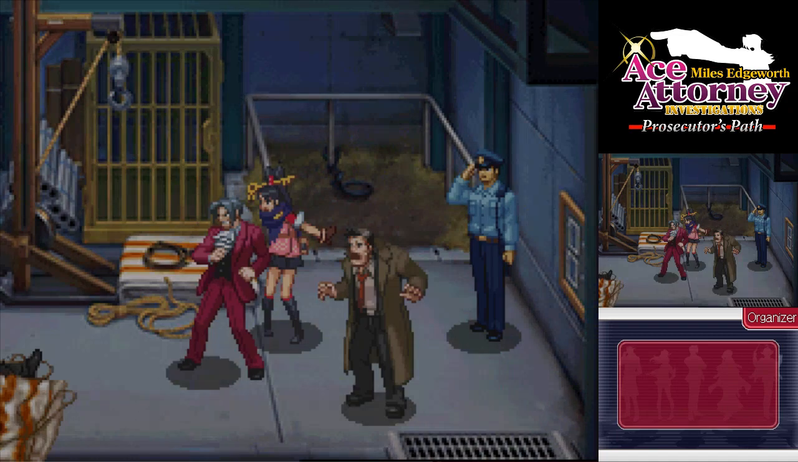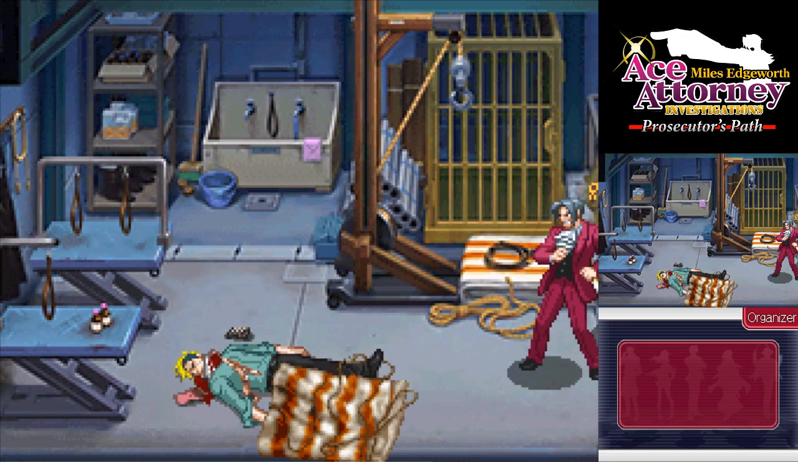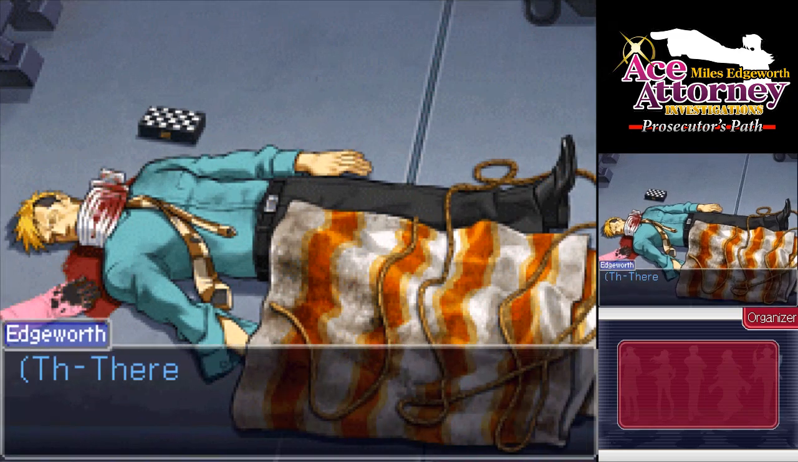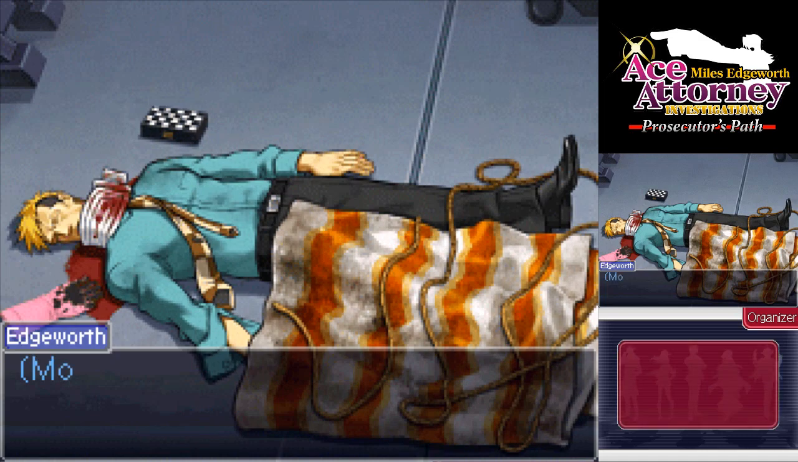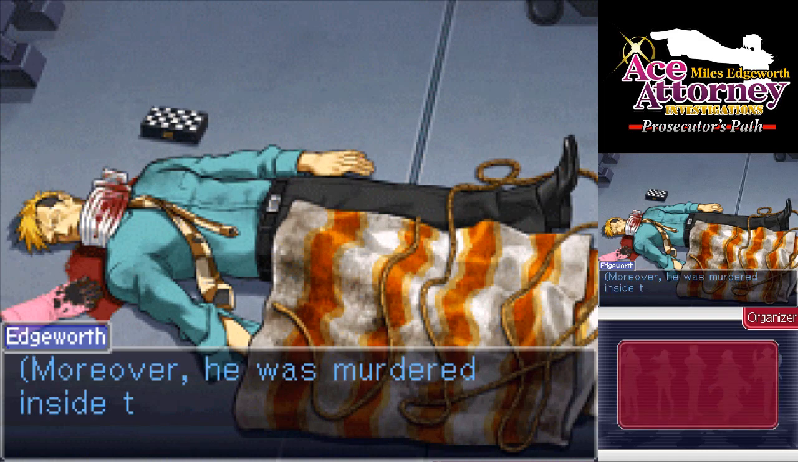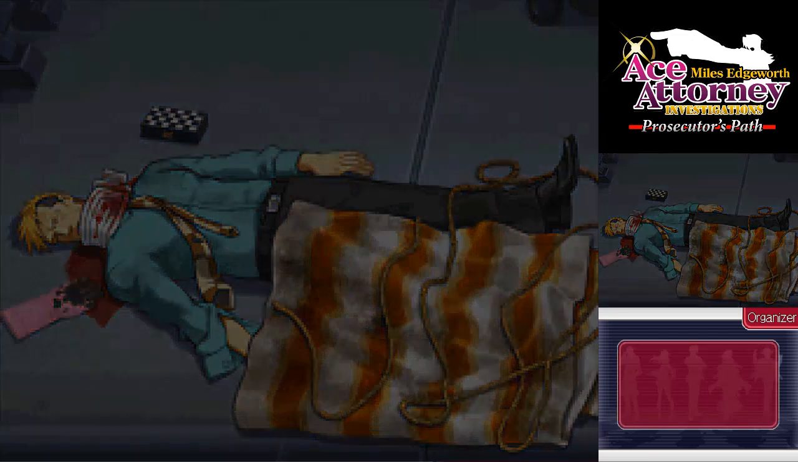What the hell is that? Egads. There's no mistaking it. Knightley's dead. Moreover, he was murdered inside the prison walls. How exactly did this happen?